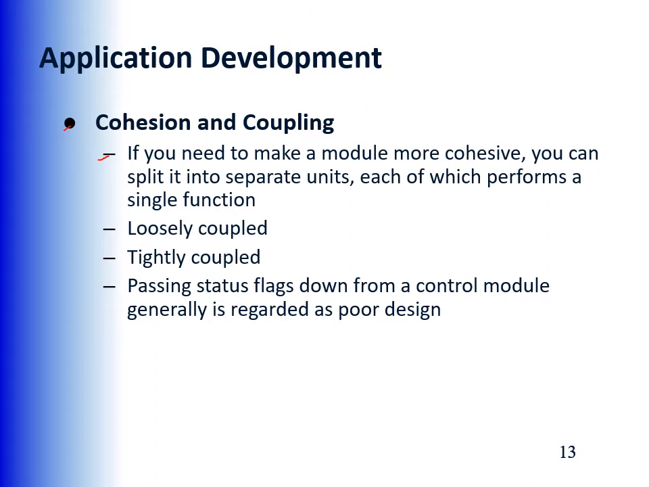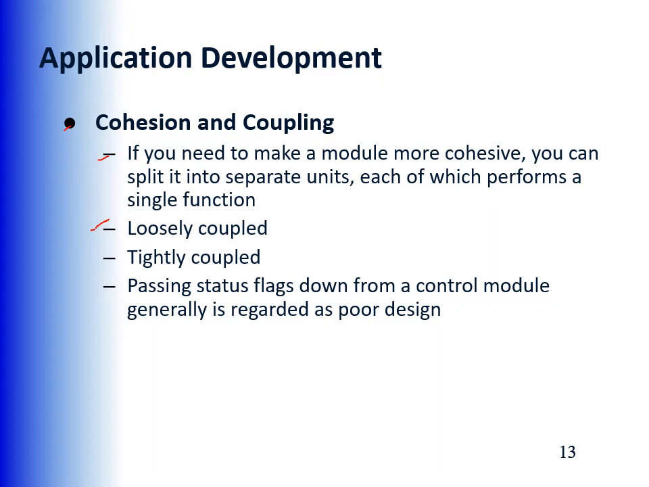Coupling describes the degree of interdependence among modules. Basically, modules that are independent are called loosely coupled. Loosely coupled modules are easier to maintain and modify because the logic in one module does not affect other modules, right? So if a programmer needs to update a loosely coupled module, he or she can accomplish the task in a single location, all right?